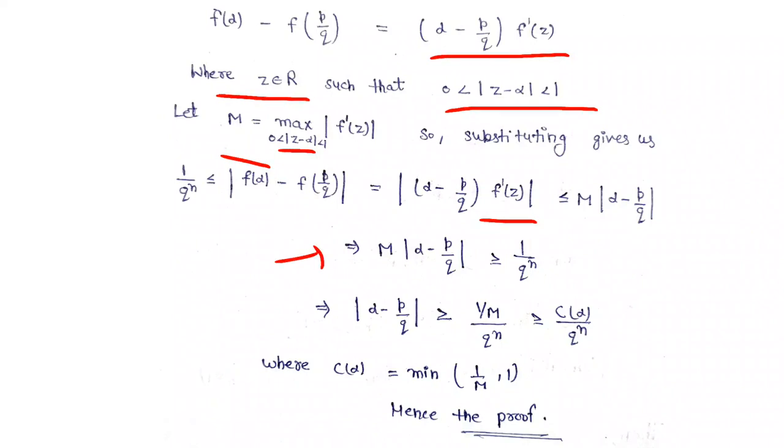This implies M mod of alpha minus p by q is greater than or equal to 1 upon q^n. This implies mod of alpha minus p by q is greater than or equal to 1 upon M divided by q^n, which is greater than or equal to c of alpha divided by q^n, where c of alpha equals the minimum of 1 upon M and 1. Hence the proof.